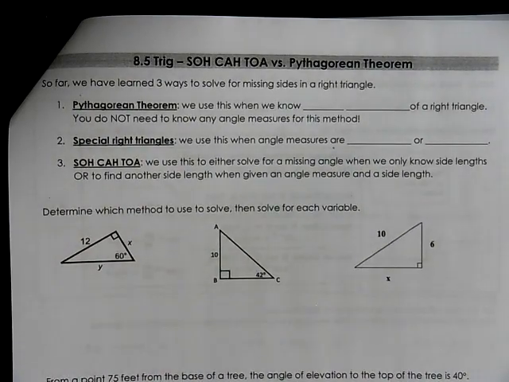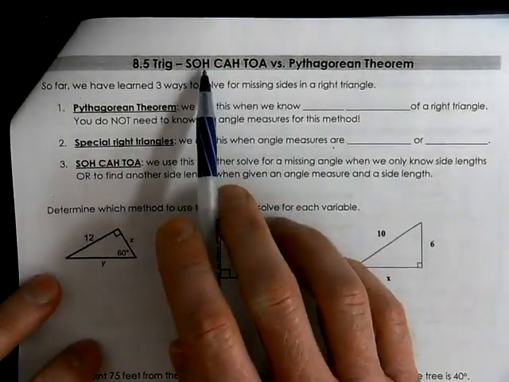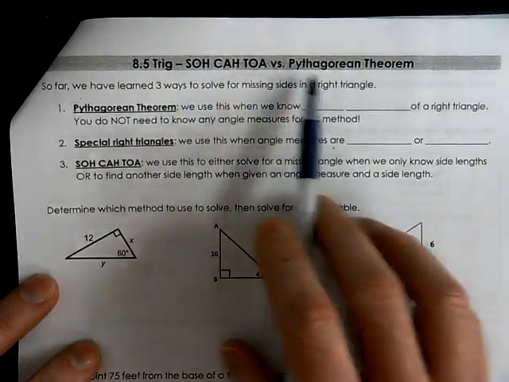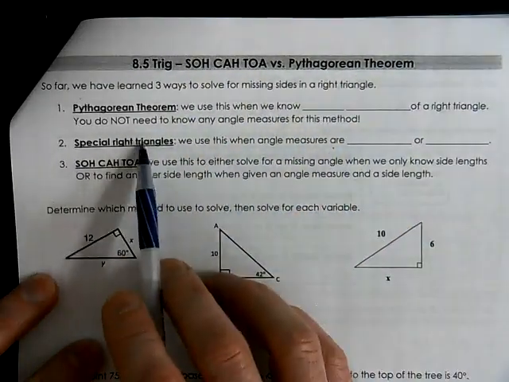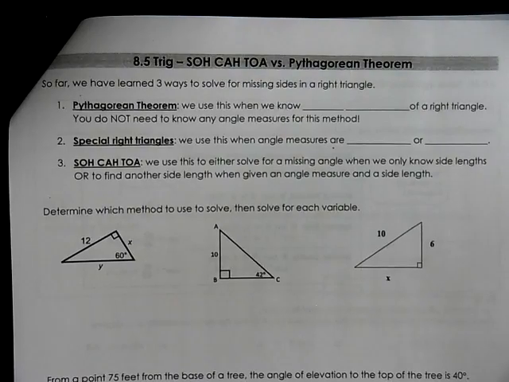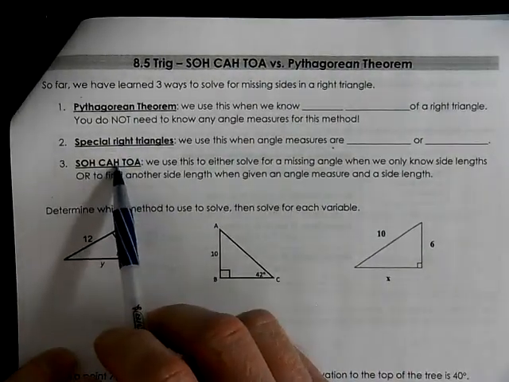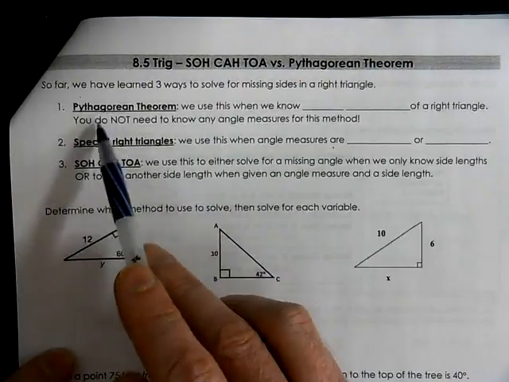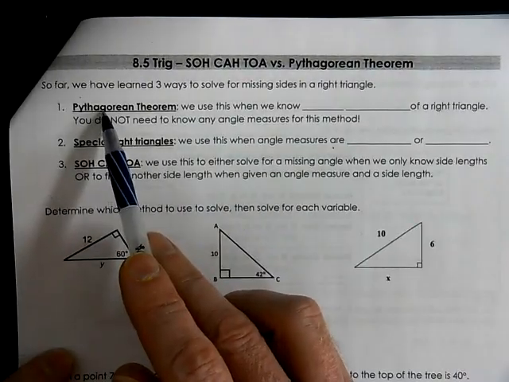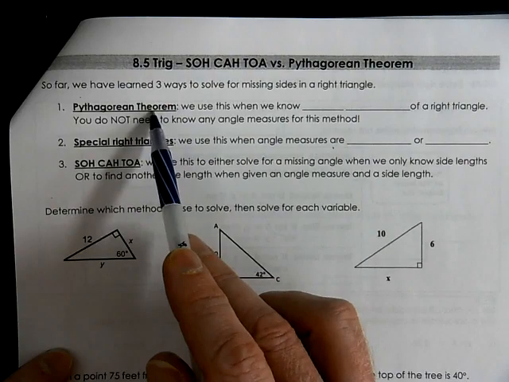This is Geometry 8.5. We're going to look at the difference between SOH, Pythagorean Theorem, and even special right triangles. We've learned three different ways to help solve for triangles.